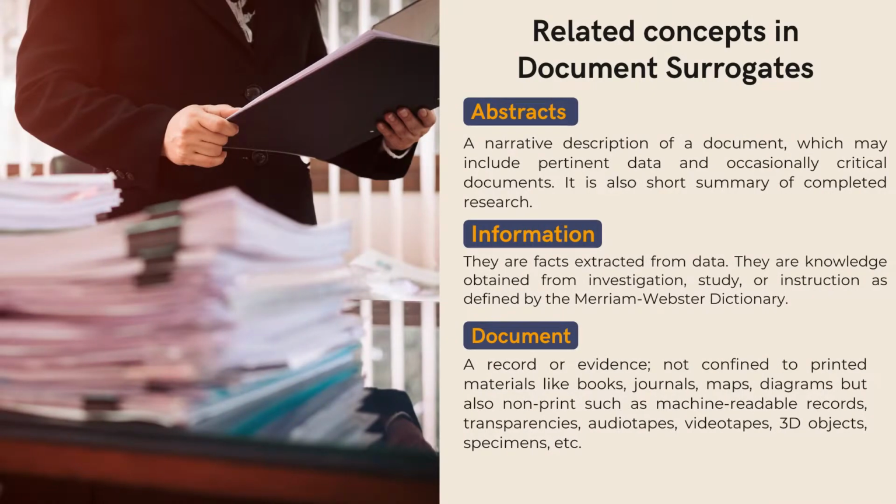First, let us define what is abstract. An abstract is a narrative description of a document, which may include pertinent data and occasionally critical documents. It is also a short summary of completed research. It is intended to describe the work without going into great detail. Therefore, an abstract should be described as briefly and concisely as possible.